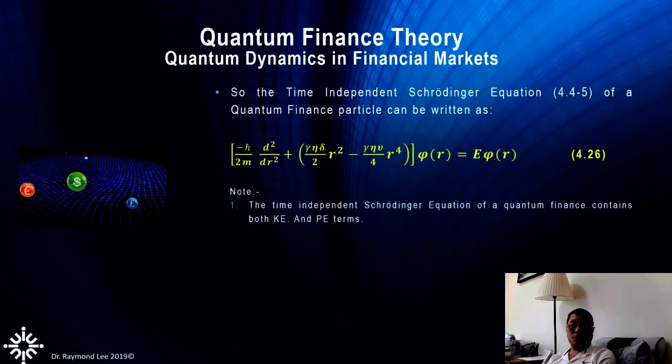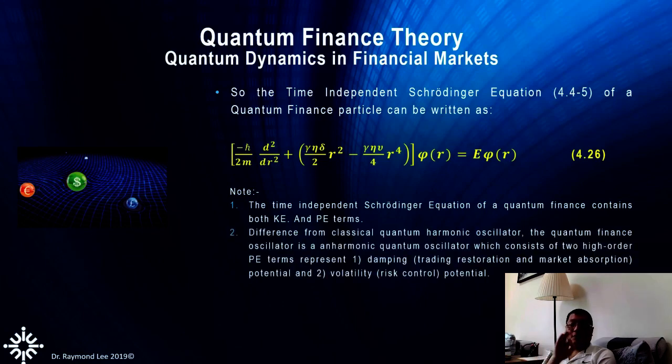The most important part is first, the time-independent Schrödinger equation of quantum finance contains the KE and the PE part. Different from the classical quantum harmonic oscillator, the quantum finance oscillator is an anharmonic oscillator model with two terms, the second order and the fourth order, corresponding to dynamic factors for the investment. So all the time something like this.